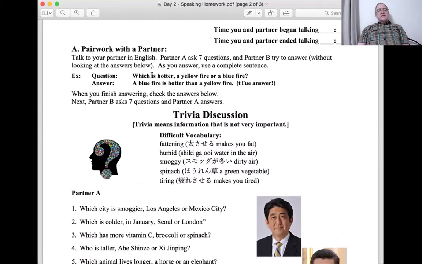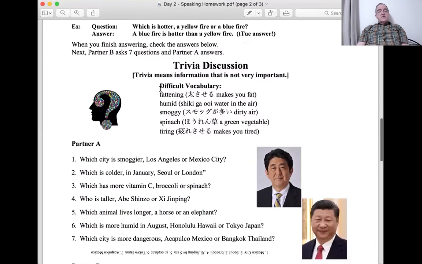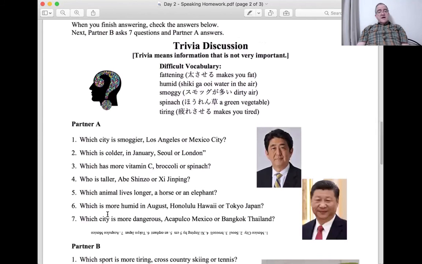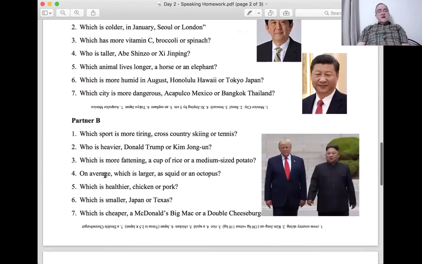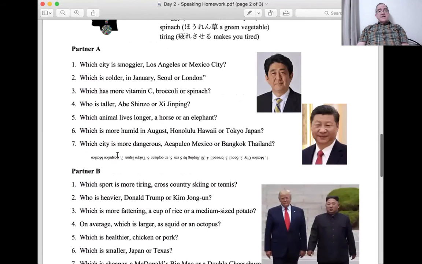Question: which is hotter, a yellow fire or a blue fire? So partner A says, which is hotter, a yellow fire or a blue fire? And partner B says, I think a blue fire is hotter than a yellow fire. True answer, a blue fire is hotter than a yellow fire. Now you do all of these and then you check the answers, and then partner B asks these, and you check the answers and see who gets the most answers right.